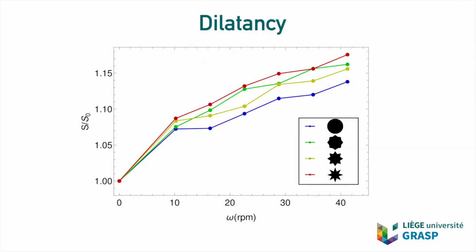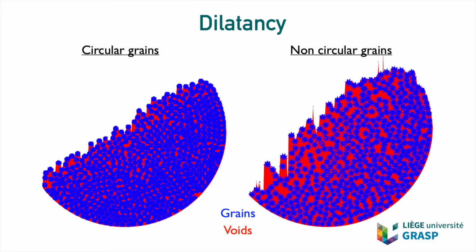When the rotation speed increases, we can see that the granular bed made of non-circular grains expands more than if it was composed of circular grains. It implies that there are more and more voids in the granular bed. And so it explains why the angle is larger with non-circular grains, because these grains get trapped in the voids of the granular bed once they flow at the surface.